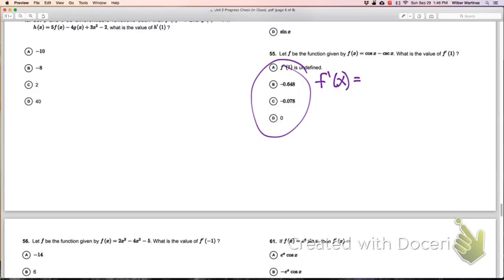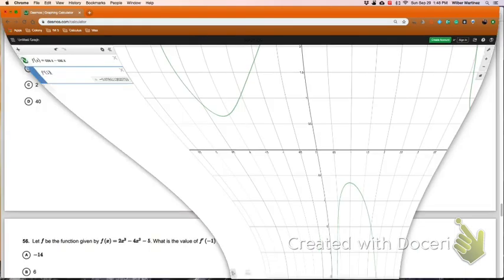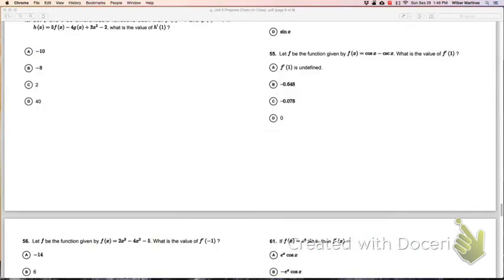All right, so here it is on mine. I have f of x equaling cosine of x minus cosecant of x. F prime of 1 is equal to negative 0.078. So that's answer choice C. Again, I want you guys doing it on your graphing calculator. I do not want you doing it on Desmos, even though I don't have mine with me. If you're not quite sure how to use your graphing calculator to find that, please let me know, and I'm more than happy to help you.